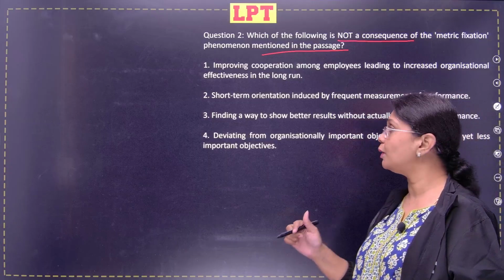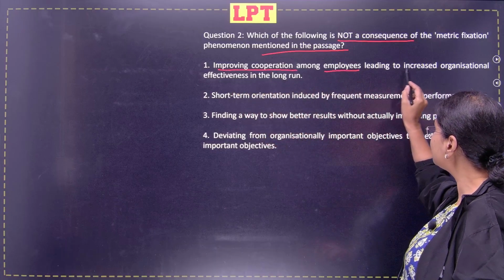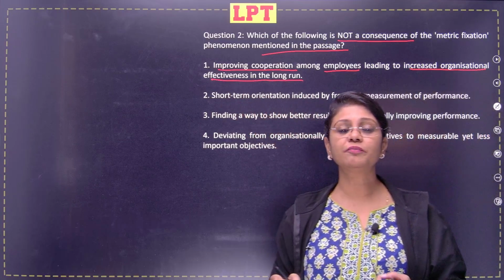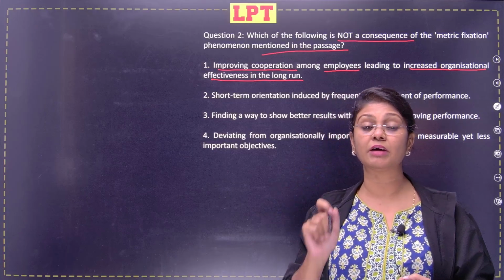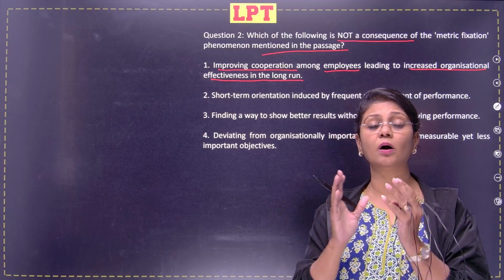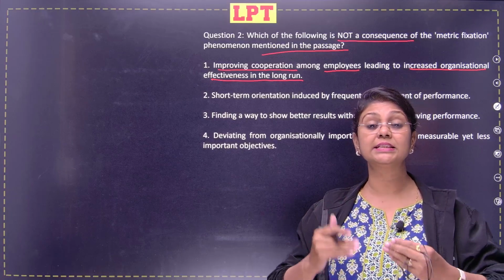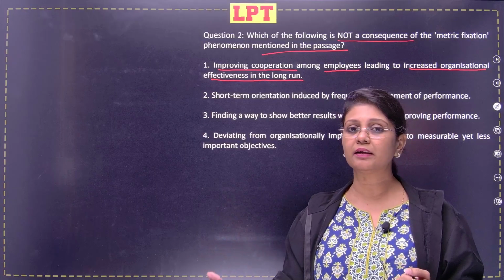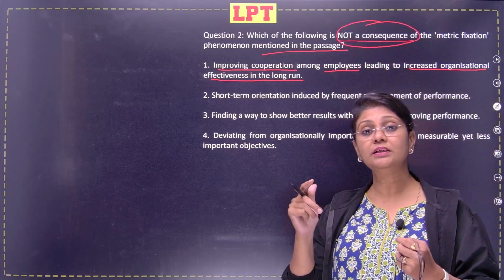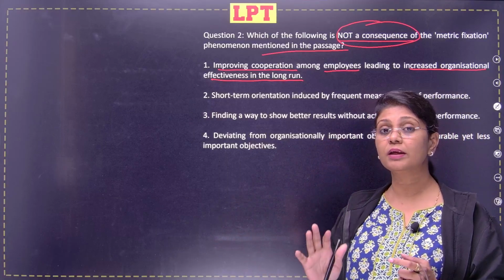Let's evaluate these options. It says improving cooperation among employees leading to increased organizational effectiveness in the long run. Now, for those of you who have read the passage completely and have understood the ideas mentioned by the author here, I'm sure you understand the fact that the author isn't in support of metric fixation. So, he has talked about various negative consequences of metric fixation. So, it says what is not a consequence. Okay, so if you look at this first option, it is on a positive side of metric fixation, and we are looking for not a consequence.